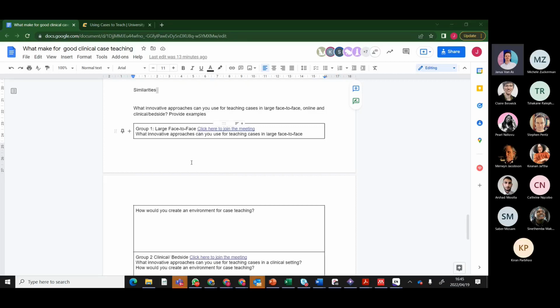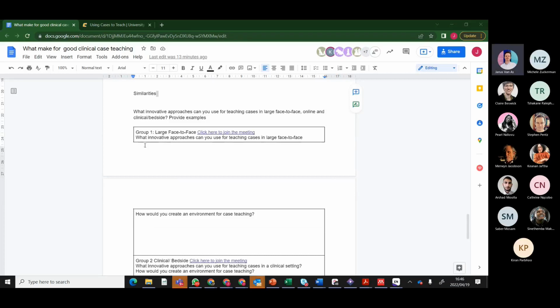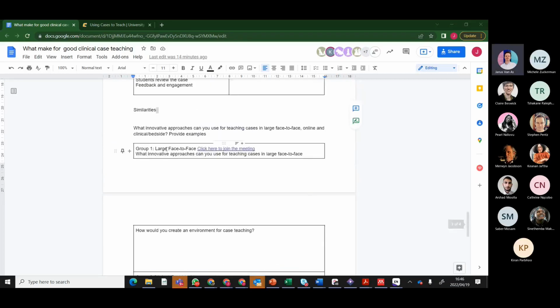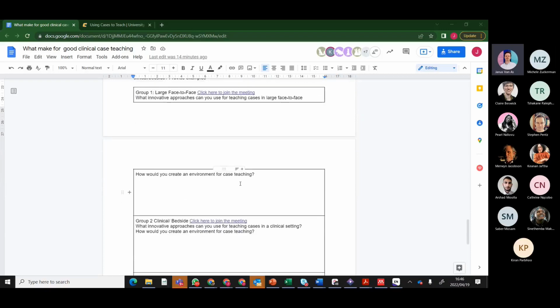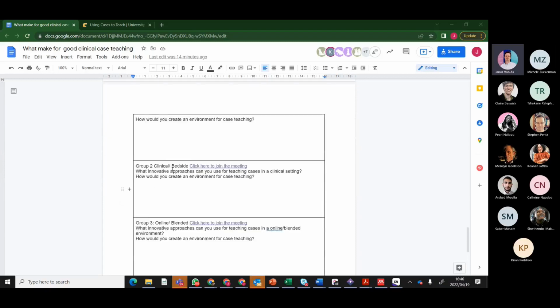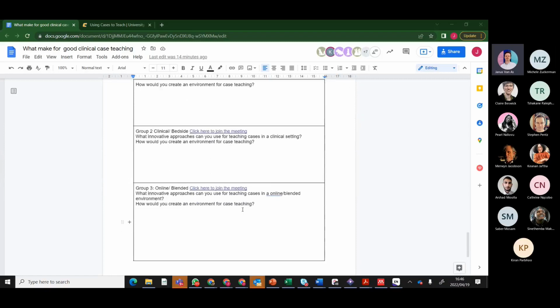Okay, so from that, let's go. We don't have a lot of time, so let's just spend 10 minutes on the next question. You can either choose group 1, group 2, or group 3. Group 1 is: what innovative approaches can you use for teaching cases in large face-to-face classrooms, and how would you create an environment for case teaching? Group 2 is basically the same, but for clinical and bedside settings. And group 3 is online blended learning.